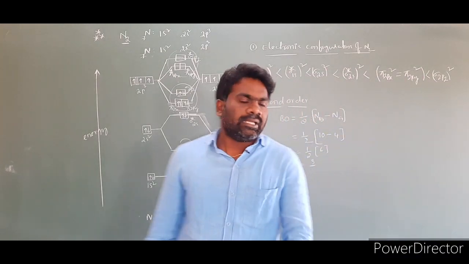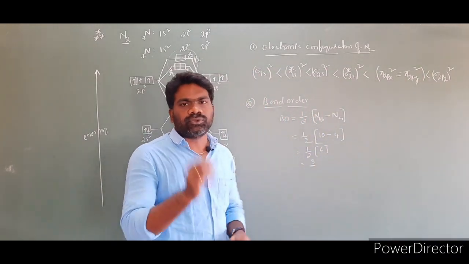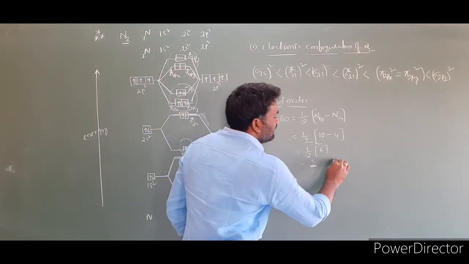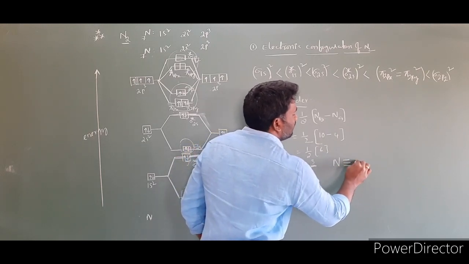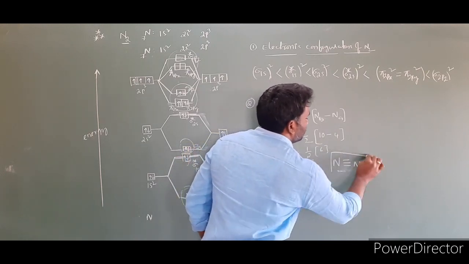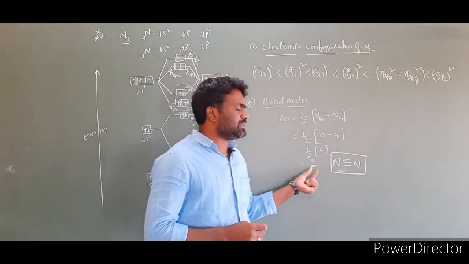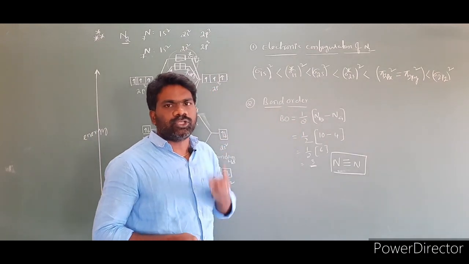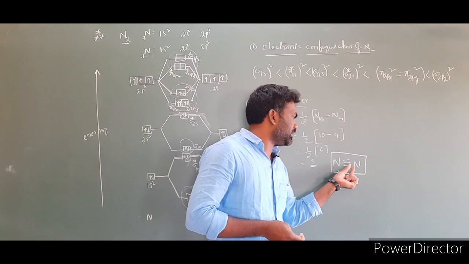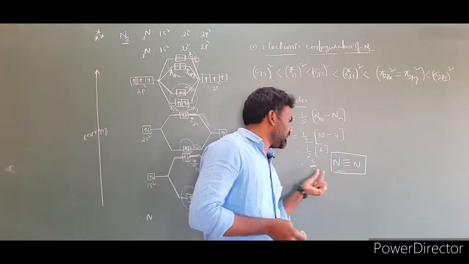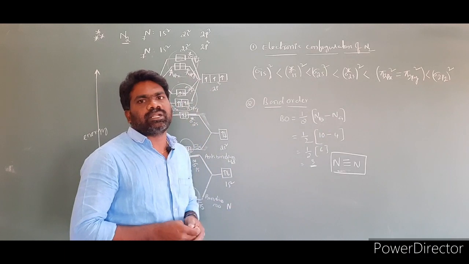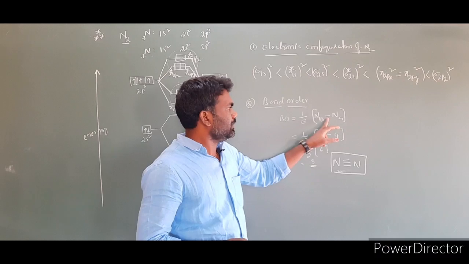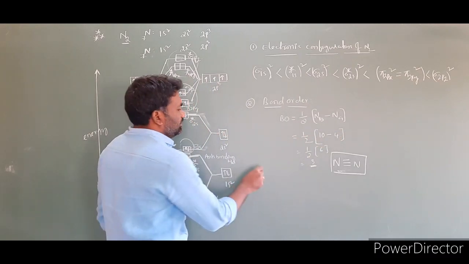This indicates what? In the nitrogen molecule, between the 2 nitrogen atoms, a triple bond is present. Bond order is how much we got? 3. 3 indicates that N triple bond N. Bond order means nothing but the number of bonds between 2 atoms. How many bonds are there? 1, 2, 3. So 3 bonds, so bond order is 3. So the N2 molecule bond order is equal to 3. That is how you get it: half into the number of electrons in the bonding minus the number of electrons in the anti-bonding. That's completed.